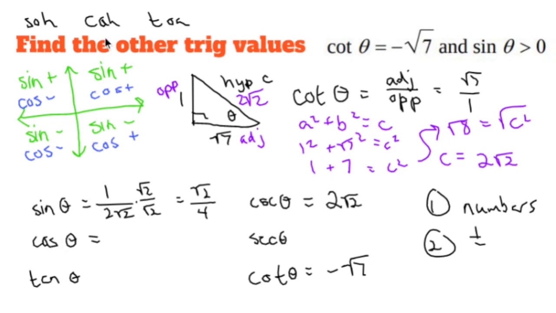Cosine is adjacent over hypotenuse. Cosine is adjacent root 7 over hypotenuse, which is 2 root 2. Let's multiply the top and the bottom by root 2 over root 2. And that gives me root 14 on the top. 2 times root 2 times root 2 again, I already know, is going to be 4.